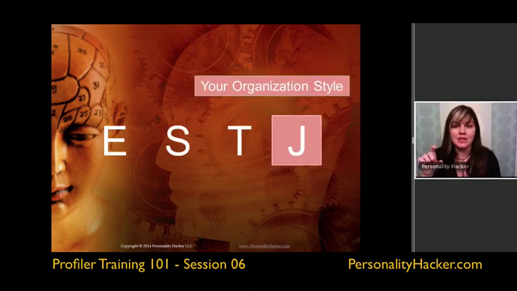The last letter will refer to your organization style. All right, so that's judger or perceiver. Remember, we talked about how they're organization oriented, either inner world organization or outer world, but we know what our organization style is based on the last letter. So that piece of bread is an important piece of bread. That's going to be a diagnostic tool to let us know which functions we're using.